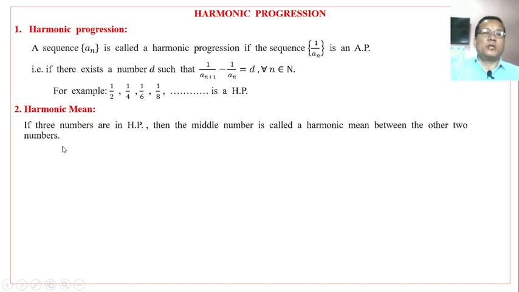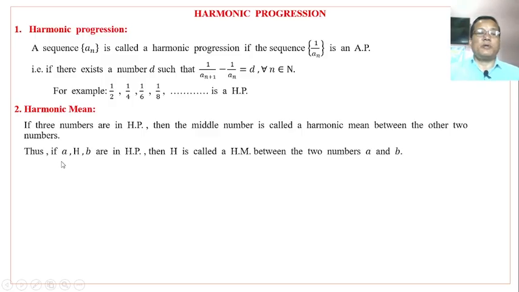Harmonic mean. If three numbers are in HP, the harmonic progression, then the middle number is called a harmonic mean between the other two numbers. Number ahum HP the layer number anidugi marakale mayagi number 2 number anidugi harmonic mean namakawi. Thus, if A, H, B are in HP, then H is called a harmonic mean between the two numbers A and B. So 1 by A, 1 by H, 1 by B are in AP. This AP is called corresponding AP.